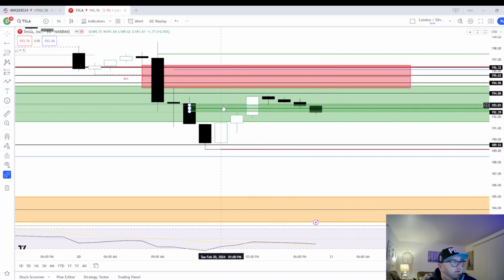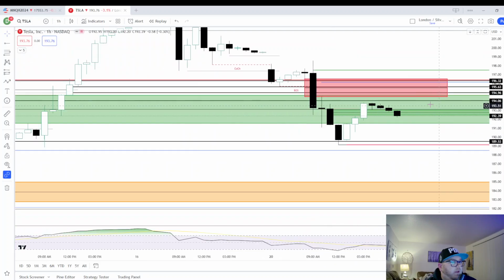Also, you can see there is a 1 hour fair value gap between these candles right here as well, that you can see we've drawn back into. Might find support there to see us push up into that bearish fair value gap. Once we get into that bearish fair value gap, again, if we start to push through it aggressively, I will look for price to head higher.